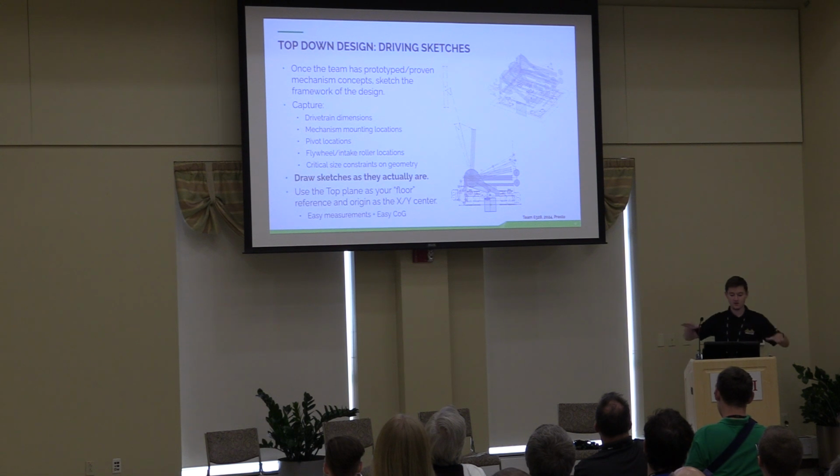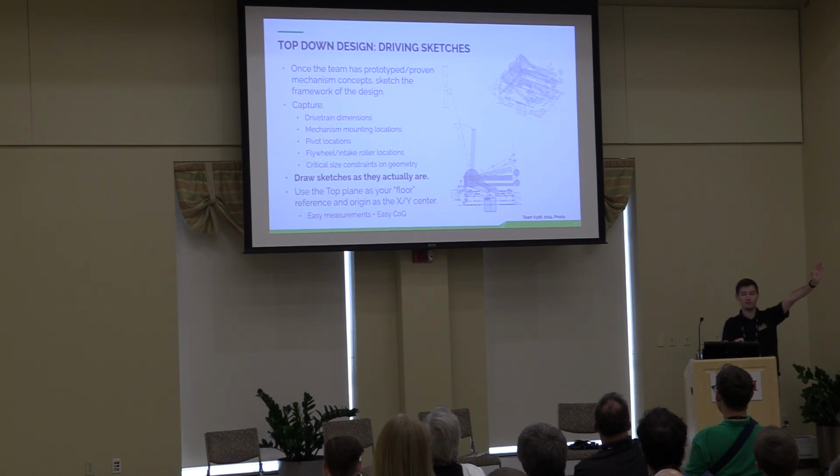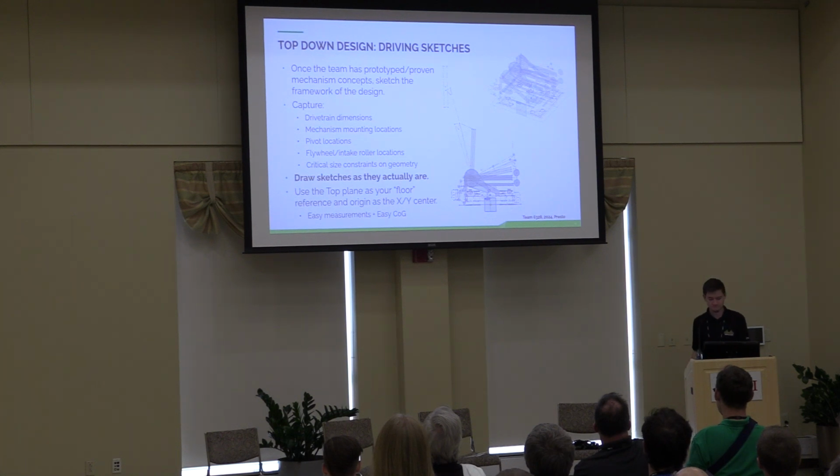This is really nice because it makes the measurements super easy. At any point, you can measure from that floor plane to anywhere on the robot, and you'll know exactly how tall it is. You can also do really easy dimensions, like from the center of the robot to any point out in space. And I also really like it if you center it about X, Y, because by default, when you select everything in the assembly and do mass properties, it's going to tell you the center of gravity about the origin.